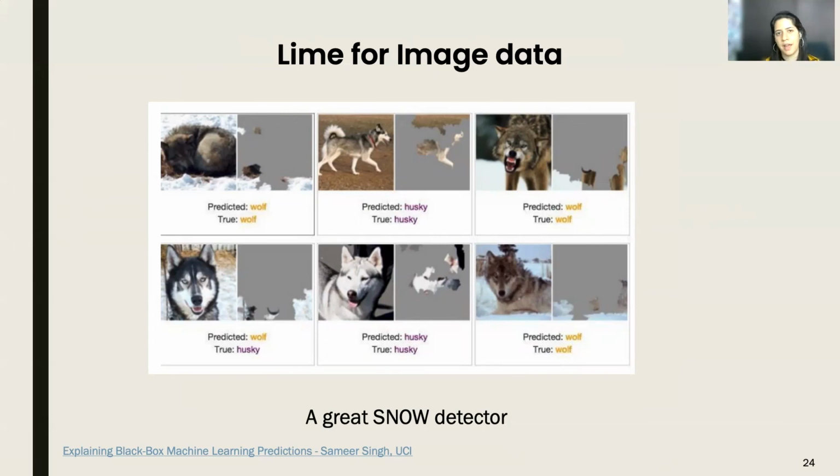And so instead of having a wolf and husky classifier, we actually got a great snow detector. The important thing here is that if we hadn't looked under the hood and seen what the model had learned, we would have been deploying a biased model in the world. And this could be true for many such examples.